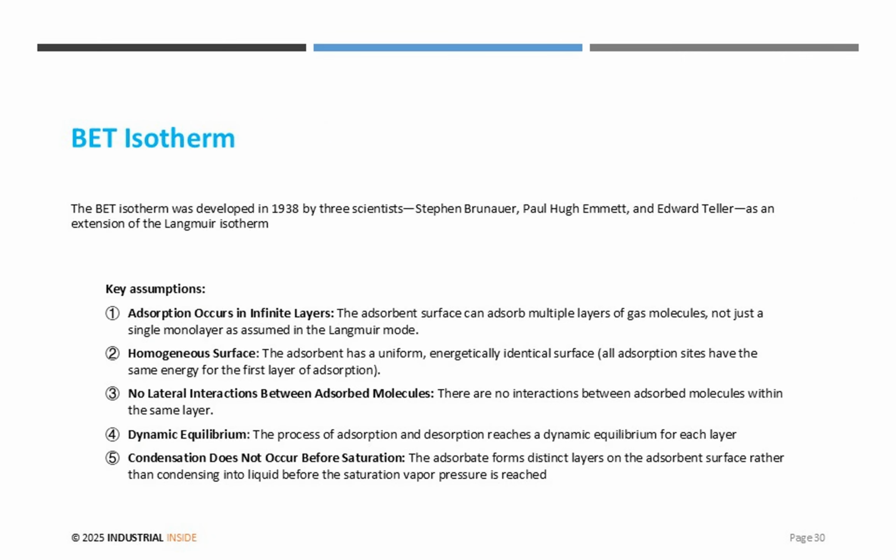The BET isotherm, developed in 1938, extends the Langmuir model to multilayer adsorption. It assumes infinite layers of adsorption can form on a homogeneous surface. No interactions between molecules in the same layer. Dynamic equilibrium exists at each layer. Adsorption occurs without condensation before saturation.